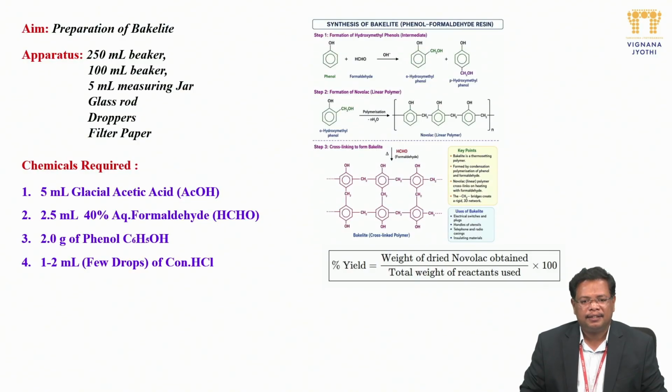You can see in the video, the weight of dried Novolac obtained divided by the total weight of the reactants used, multiplied by 100. This is the percentage yield of the final product.